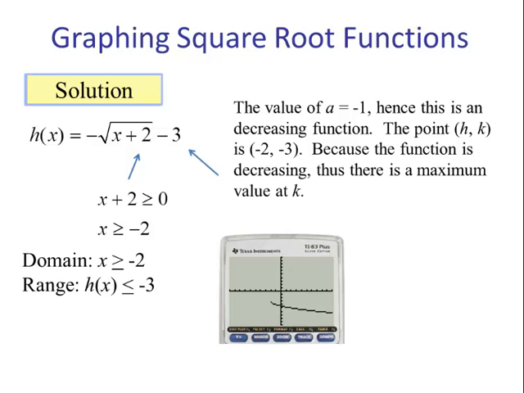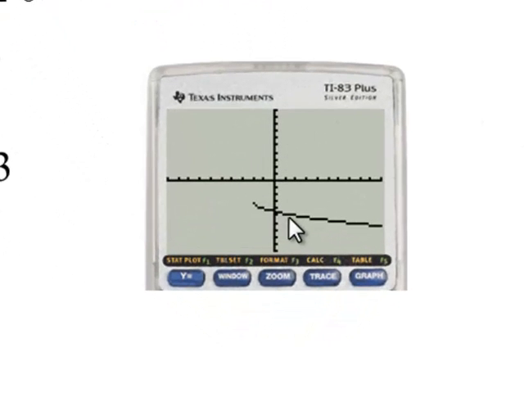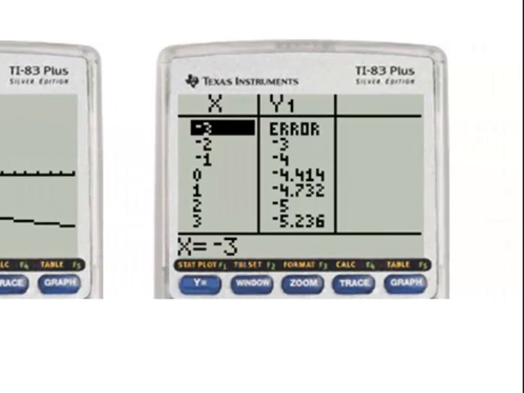We can verify this using the graphing calculator. Here we can see the maximum, and it's decreasing after that. These are all the possible values in the domain, and these y values are all possible values in the range. We see when x is less than negative 2, we have an error. Negative 3 is not in the domain. The largest value for y is negative 3. After that, the values of y decrease.